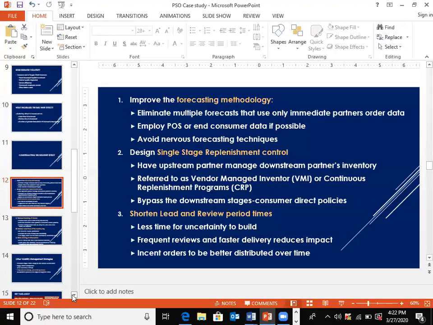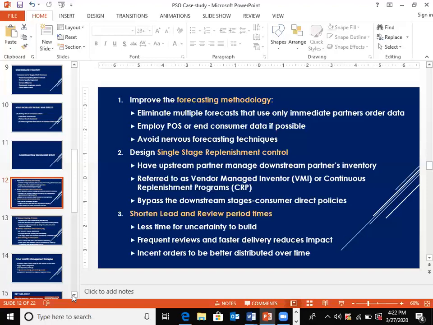All right, the next thing, design single stage replenishment control. So here in this, I'm just going to summarize it. But basically what happens is usually companies have to call in regularly and say, can you manufacture X number of things for us? And that's how it works.